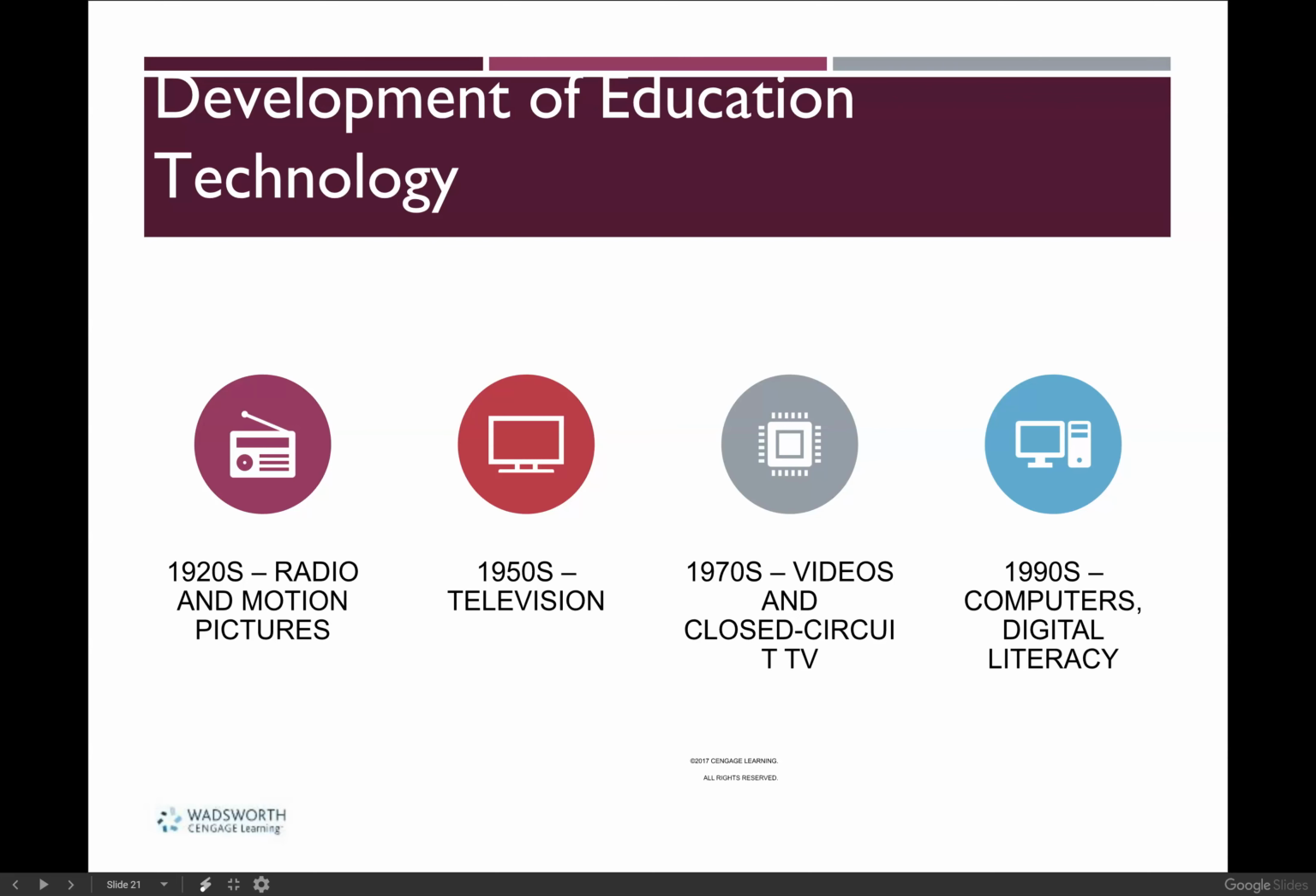Technology also developed. So here's kind of a makeshift timeline. In the 1920s, we had the radio and motion pictures, and people were using those in their classrooms a bit. We can think of that as teaching society outside the classroom. There was television in the 1950s that also brought education to people. Then in the 70s, they used television and closed circuit TV to provide education in remote places. And of course, in the 1990s, computers and digital literacy, people saw the need for that as well.